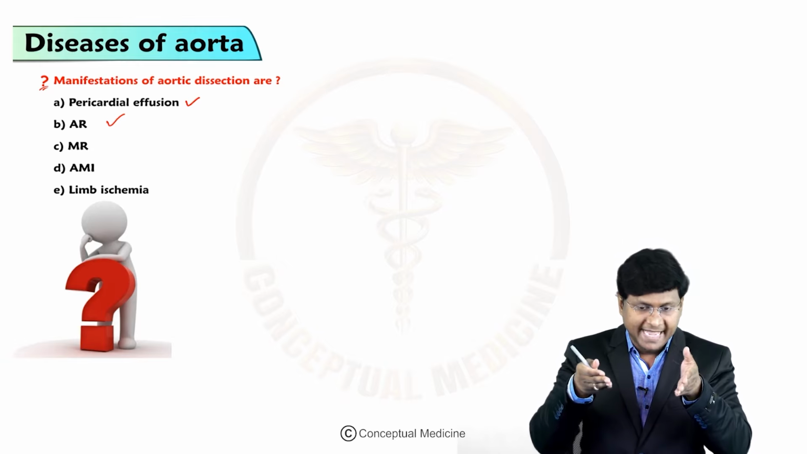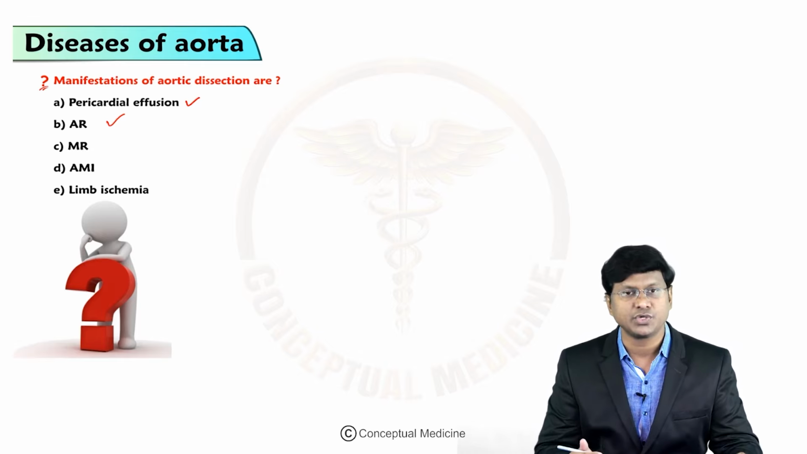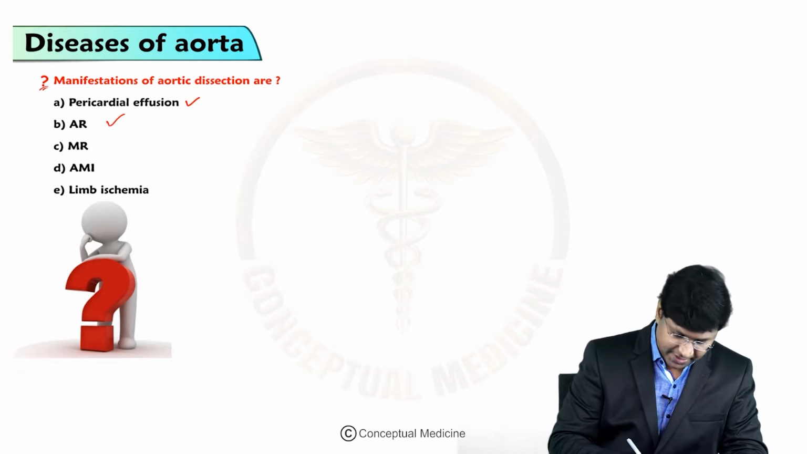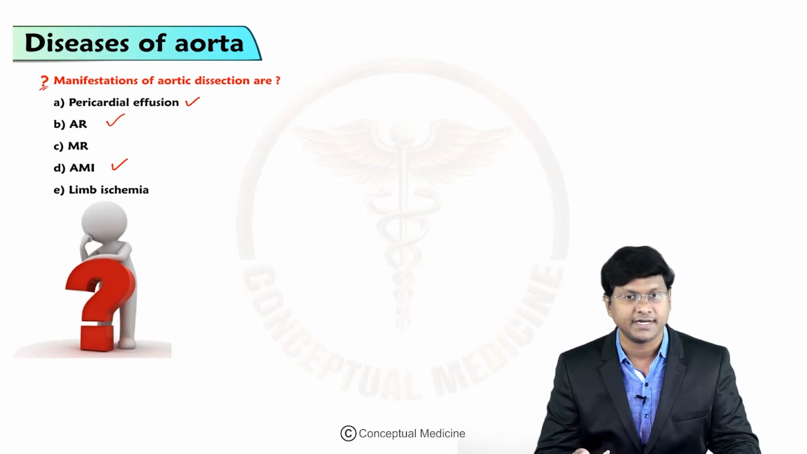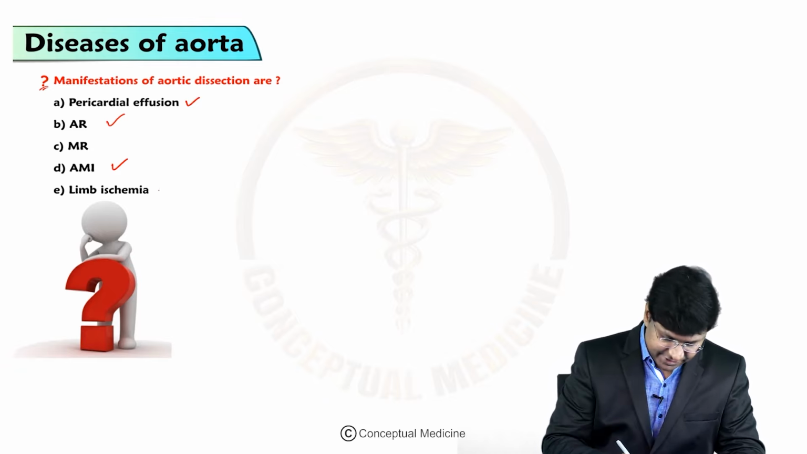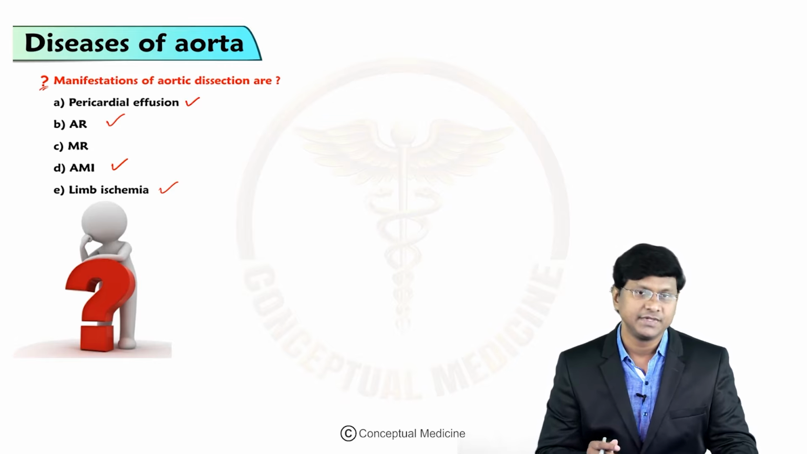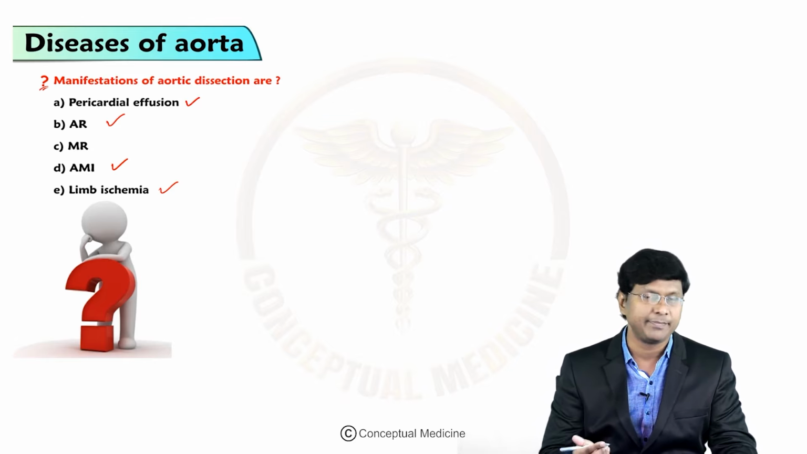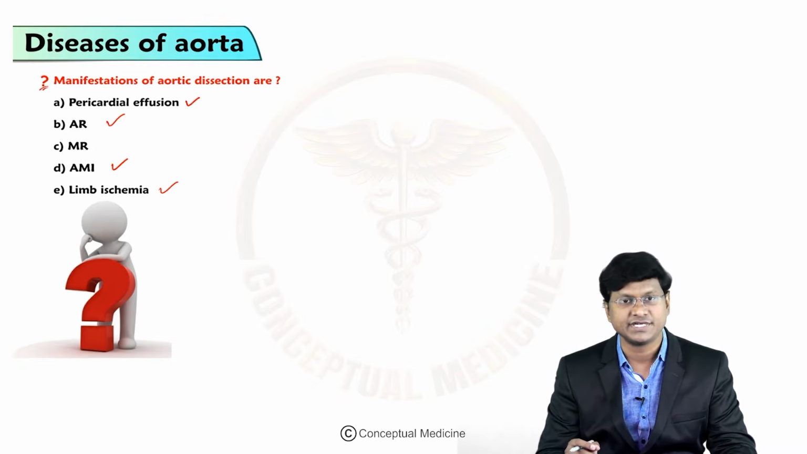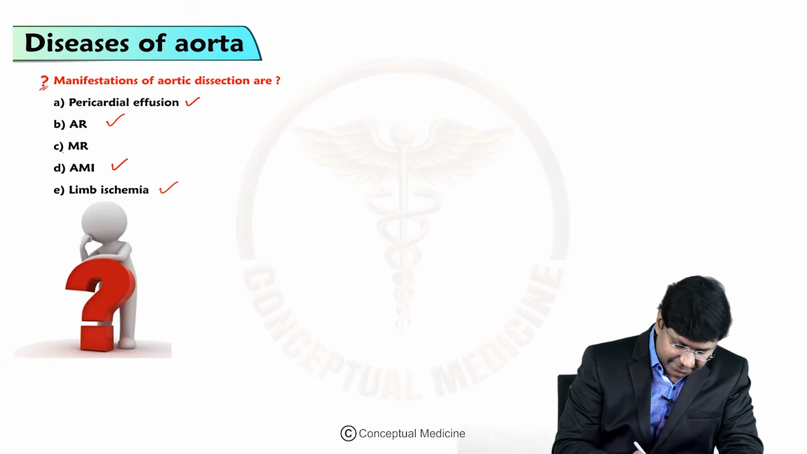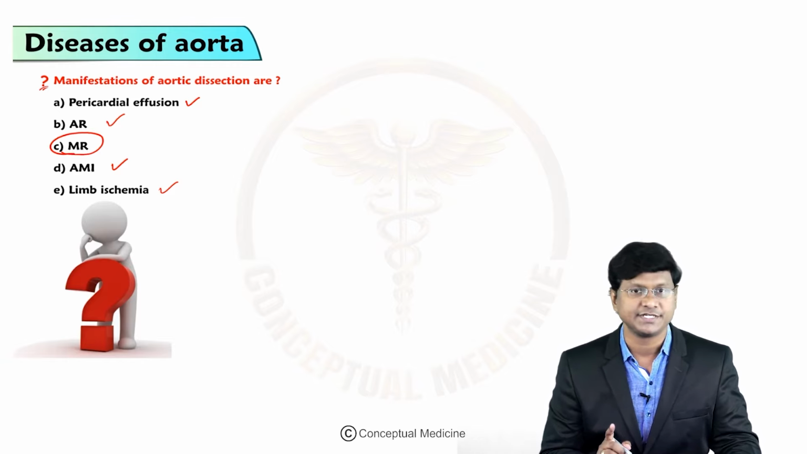So due to backward progression of the dissection, there can be aortic regurgitation also, and you will also have the murmur of aortic regurgitation. And if the dissection progresses into the coronary artery, there can also be development of acute myocardial infarction. And if the dissection progresses from the abdominal aorta to the vessels of the lower limb, then lower limb ischemia or upper limb ischemia can also be there, depending upon to which vessel the dissection has progressed. But mitral regurgitation is not a manifestation of the aortic dissection.